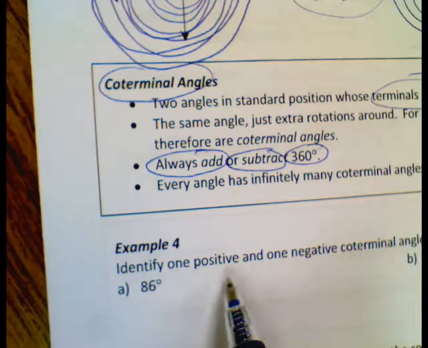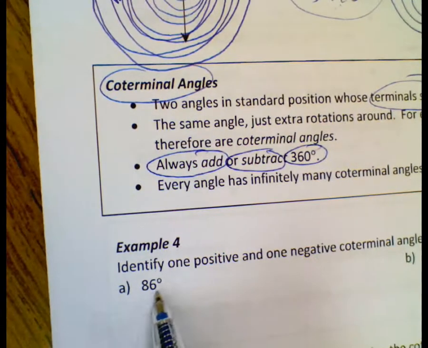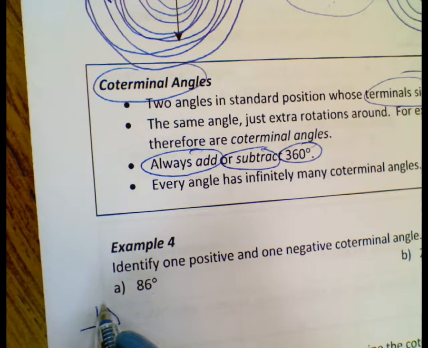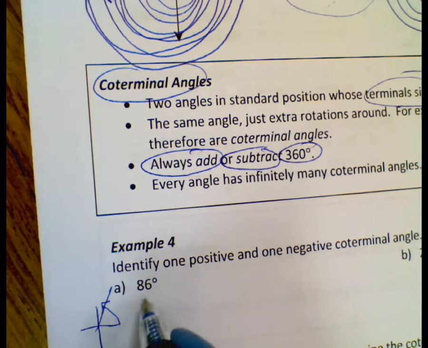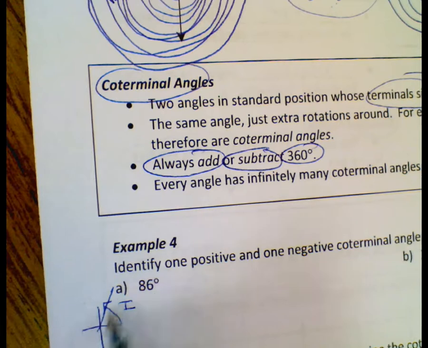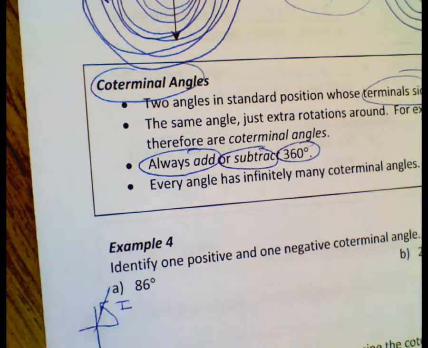So when it says, give me a positive and a negative coterminal angle with 86, well, 86, I know right now that 86 is right here. It's 4 degrees shy of 90. It's in the first quadrant, correct? So every angle that you give me should be in the same first quadrant, 4 degrees shy of this axis.